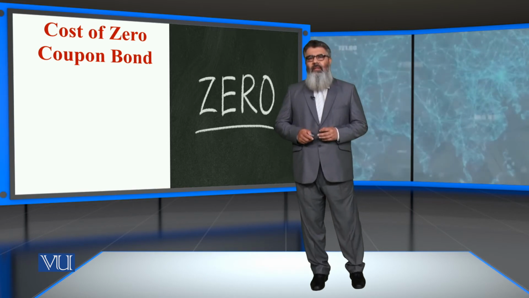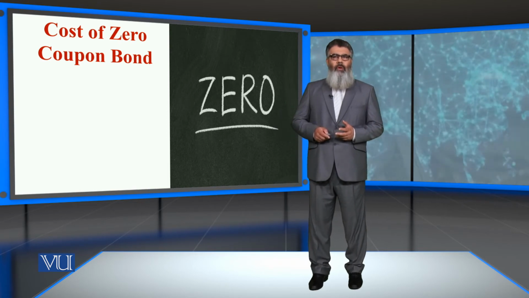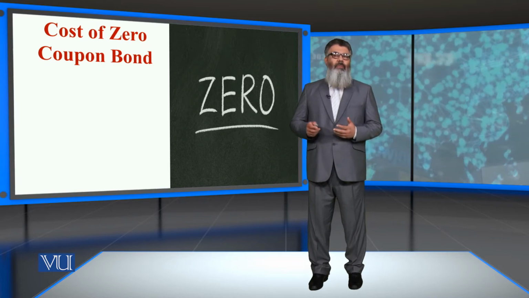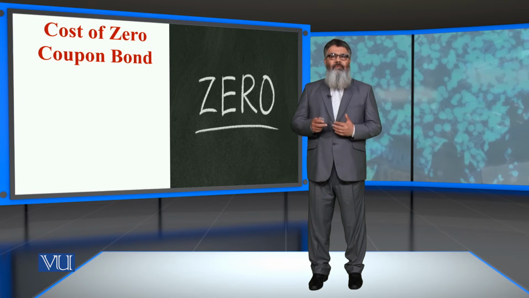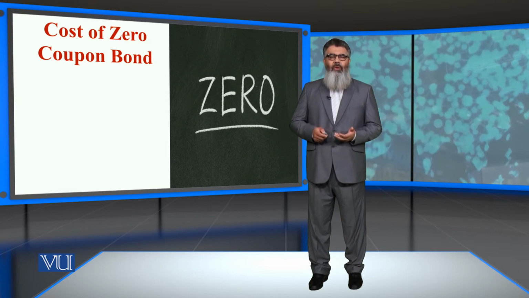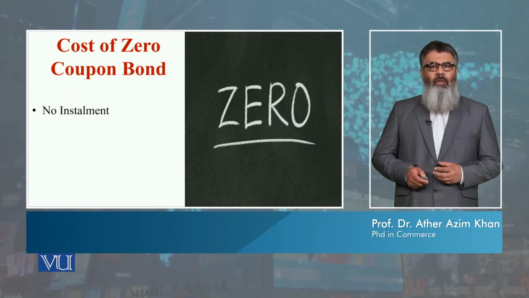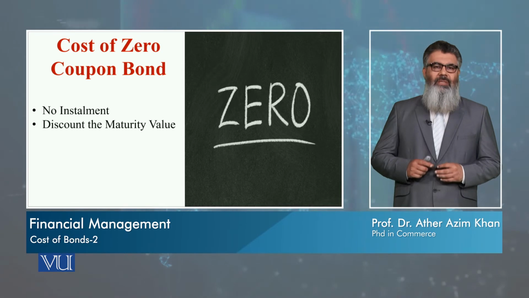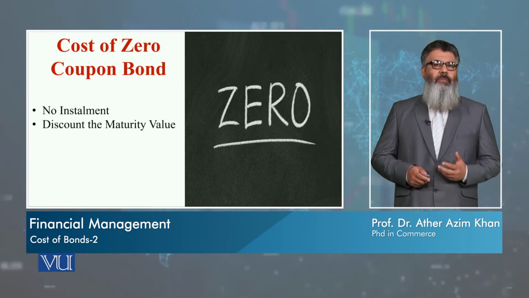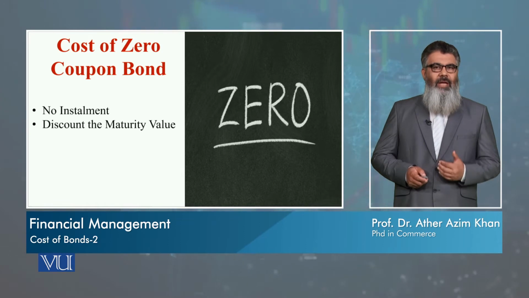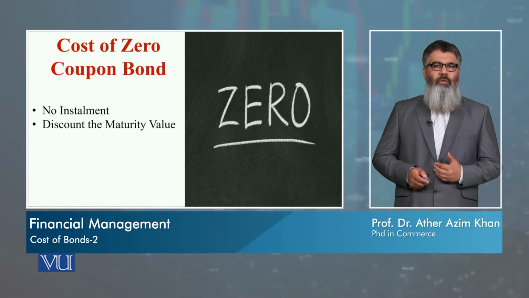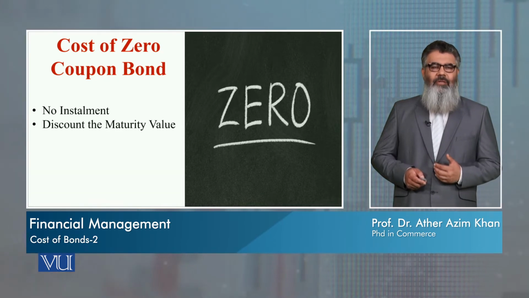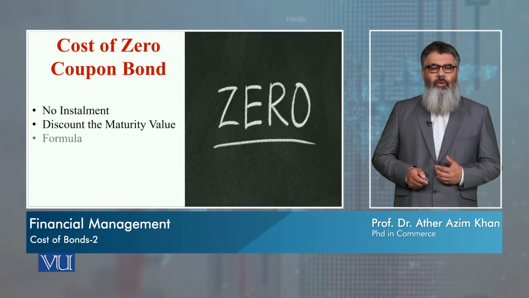Then the question is, why would somebody invest in a bond where there is no interest? The answer is that the purchase price and the selling price or the maturity value are different, and the difference between the two is the return of the investor. On these bonds, there is no installment, no interest, and all we have to do is to discount the maturity value using a specific rate. That rate, which makes the discounted maturity value equal to the current market price, is actually the cost of zero coupon bonds.